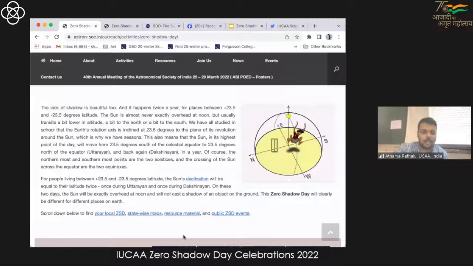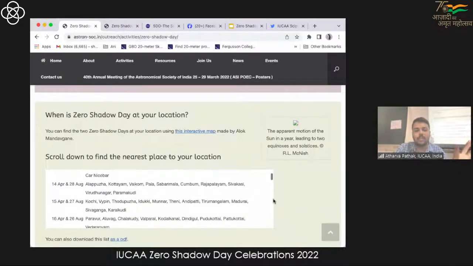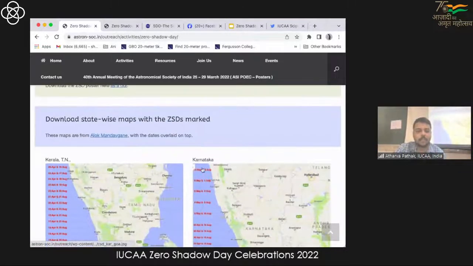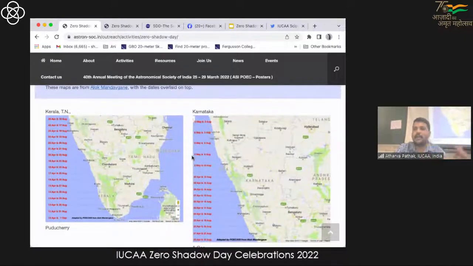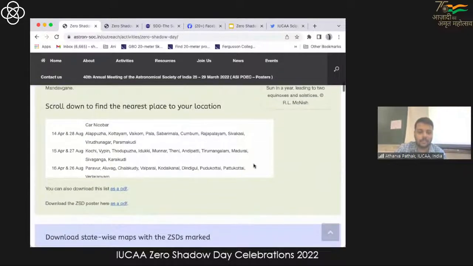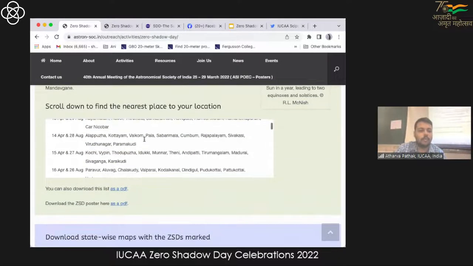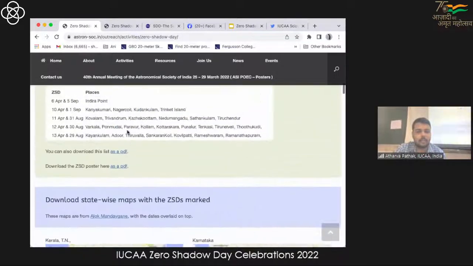You can also see a lot of resource materials over here. This website is a beautiful curation of such presentations. You can also download the maps, which tell you when there will be a zero shadow day at a certain location. And you can also see this list. So today, let's check the list over here.